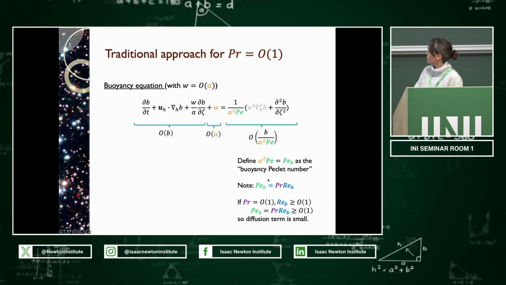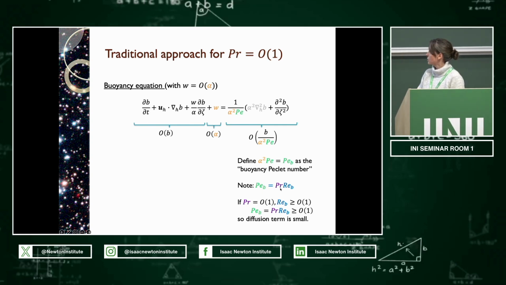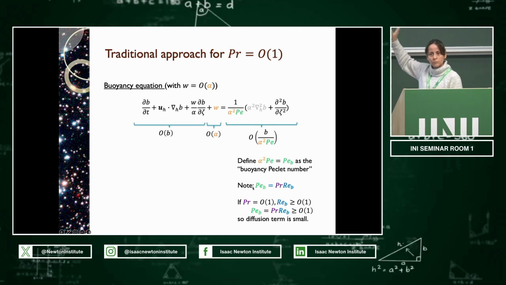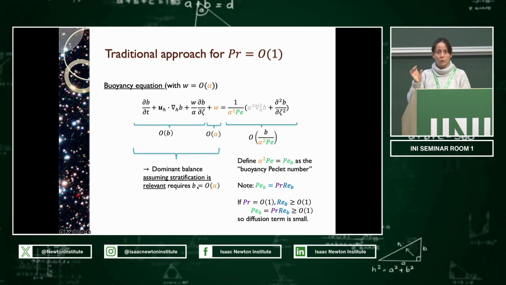And note that alpha squared Peclet, we're going to define by analogy with the Reynolds number as a buoyancy Peclet number. And it's just the Prandtl number times the buoyancy Reynolds number. And if the Prandtl number is of order 1 or bigger, then because the buoyancy Reynolds number is of order 1 or bigger, naturally the buoyancy Peclet number is of order 1 or bigger. And as a result, the diffusion terms there are not very important. And so the dominant balance, if we want stratification to matter, and stratification is contained in this term, naturally tells us that the buoyancy field also has to be small, of order alpha.